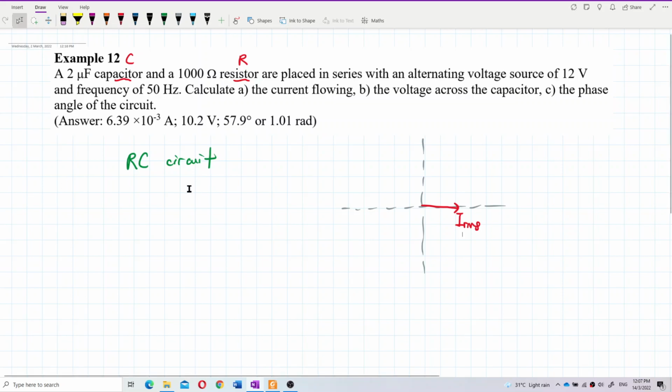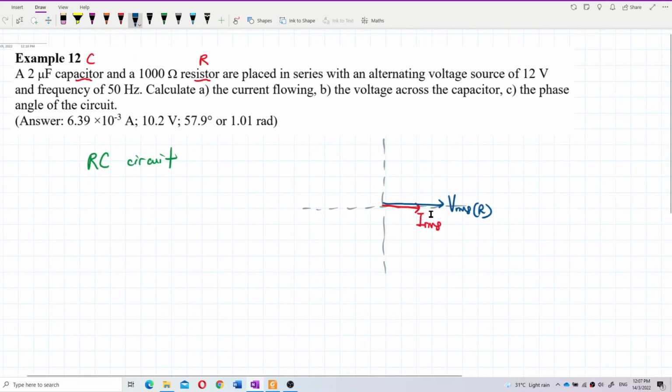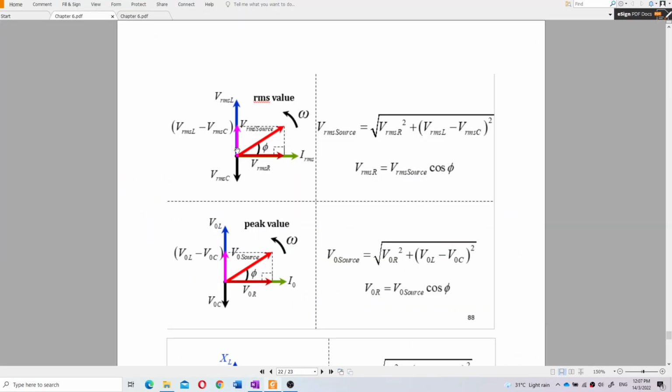Okay, so this is an RC circuit. The resistor is always in phase. The voltage across the resistor is always in phase with current. So this is VRMS R. And then for capacitor, capacitor is always below. If you look at this diagram, the inductor VL is always on top, the capacitor is always below, and VR is always in phase with current.